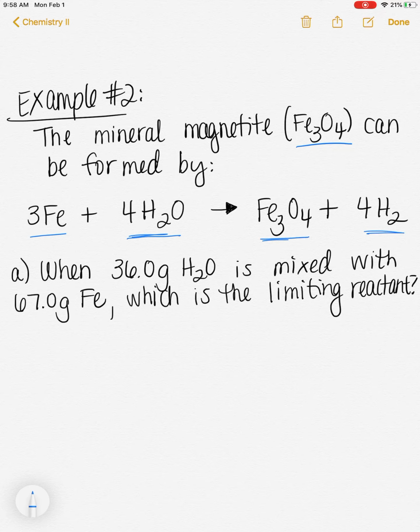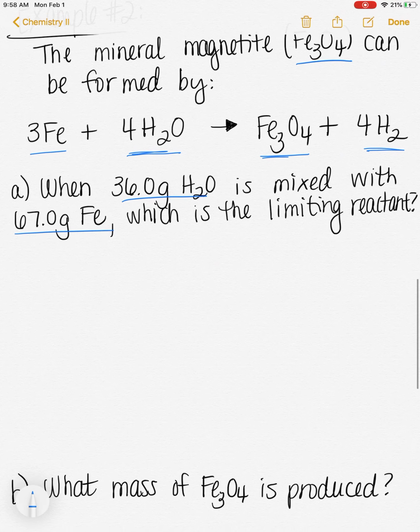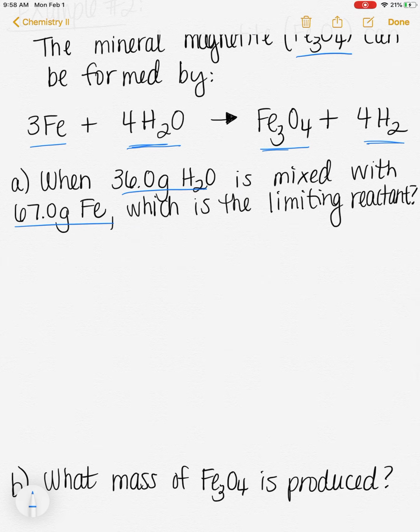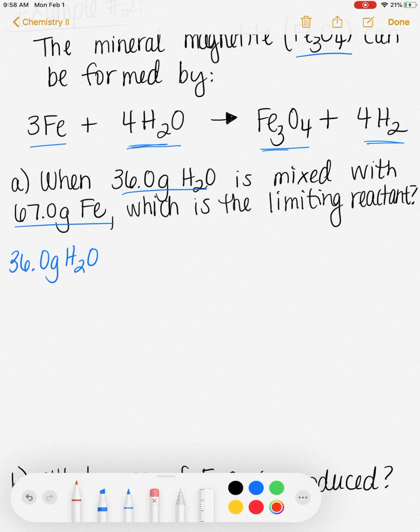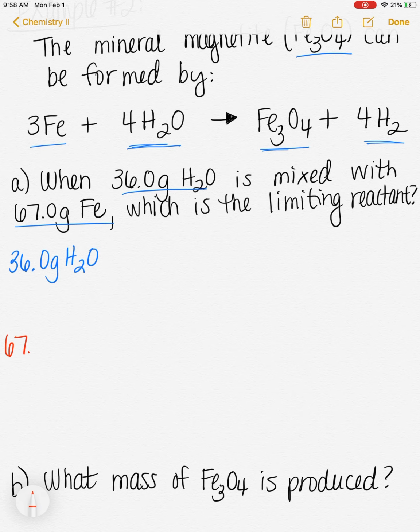We're balanced here. Part A says, when 36 grams of water is mixed with 67 grams of iron, which is the limiting reactant? Again, this is definitely a limiting reactant problem, not just because it says limiting reactant, but because it gives us 2 different starting amounts. So we've got 36 grams of water. I'm going to choose a different color here. Then we also have 67 grams of iron.